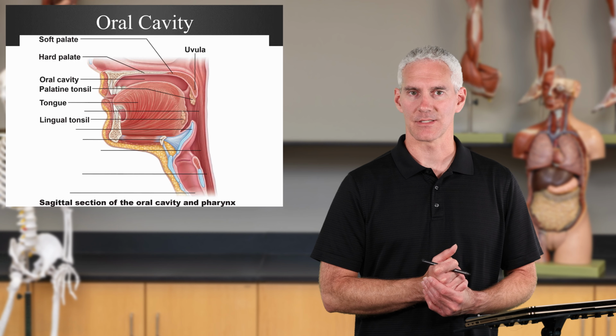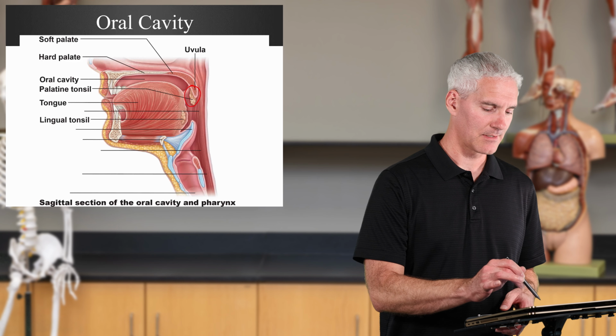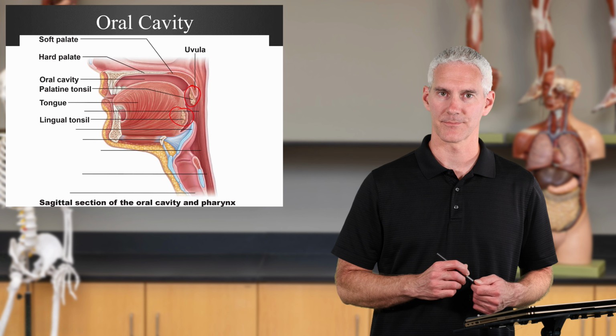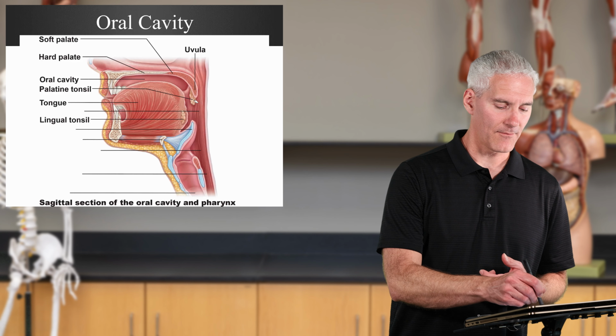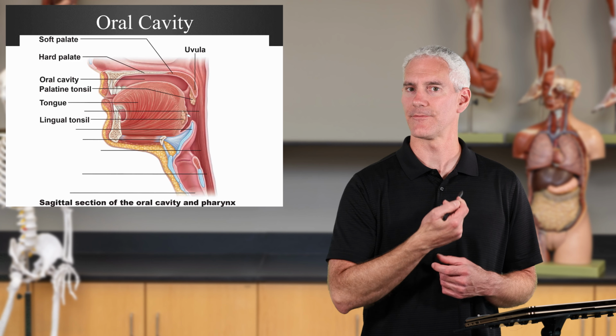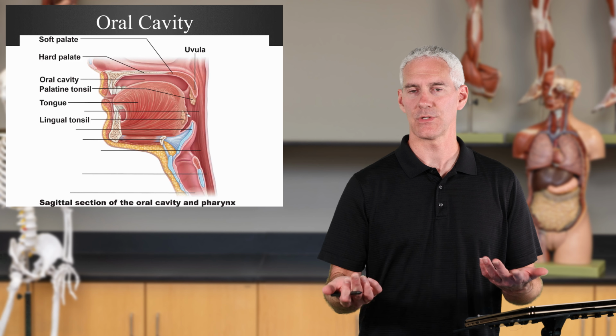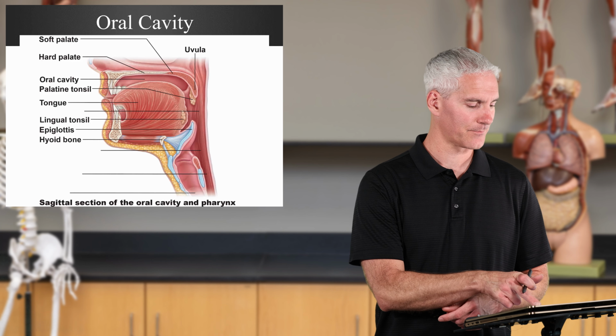You then have the tonsils. We have the palatine tonsils and we have the lingual tonsils. Now those are part of the whole tonsil ring that goes around your pharynx. That's part of that MALT, mucosal associated lymphatic tissue.